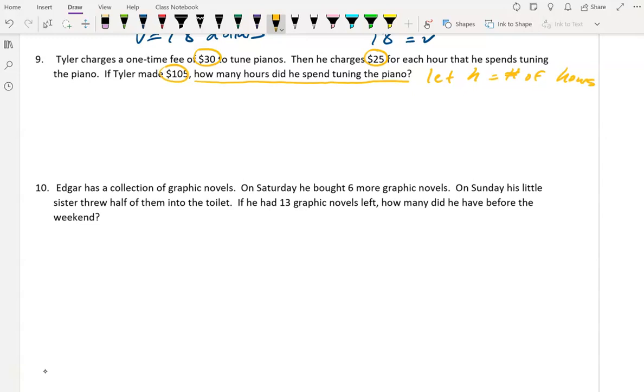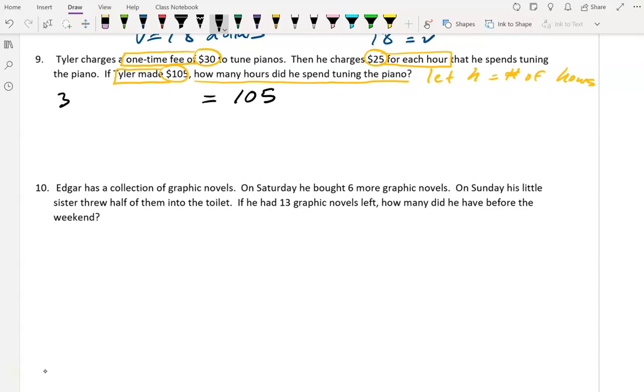And boxing important information, the $30 is a one-time fee. And then he charges $25 for each hour, and he made $105. That's total. So now we have enough information to solve the equation. So remember, our total goes on one side. He made a total of $105. How did he earn that $105? The how goes over here.